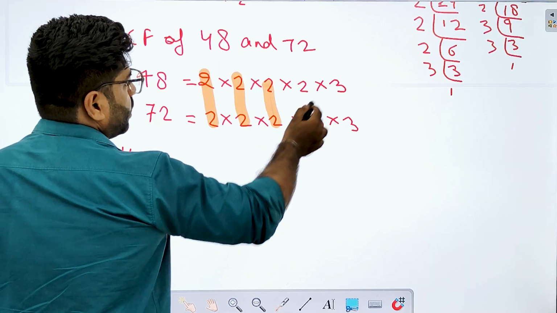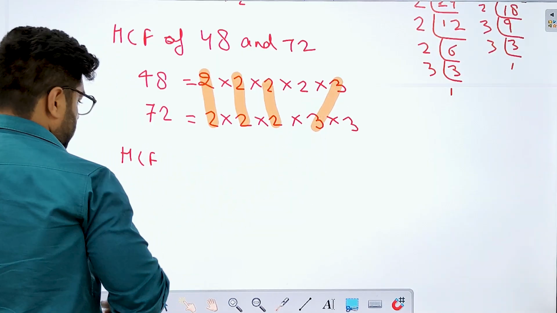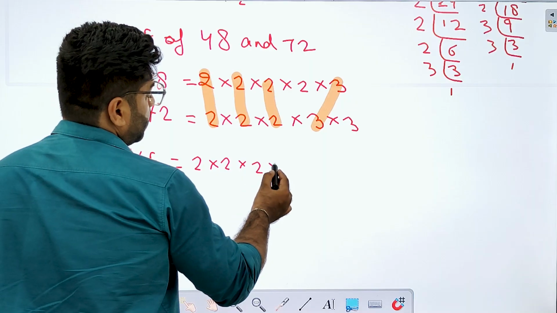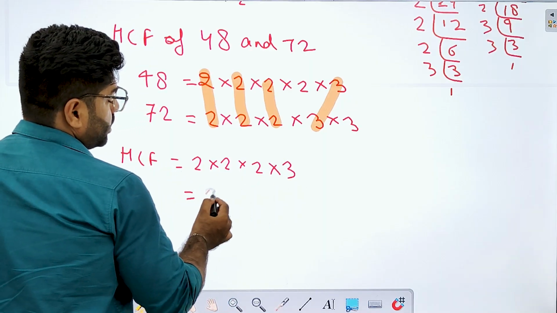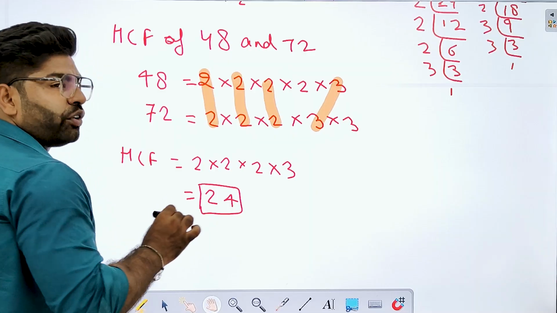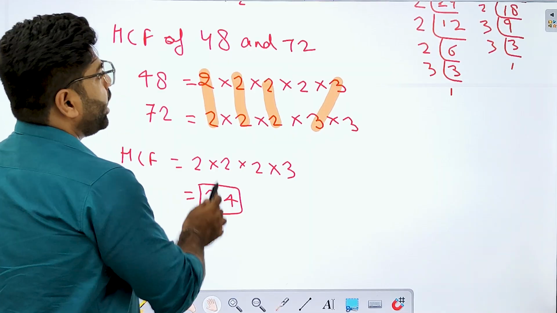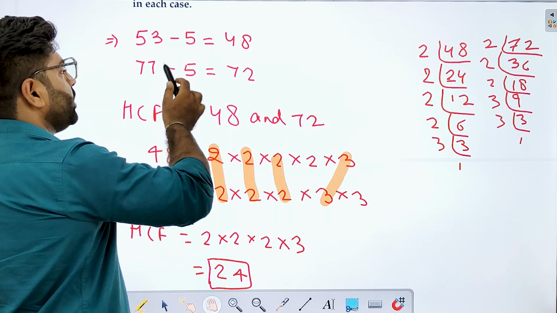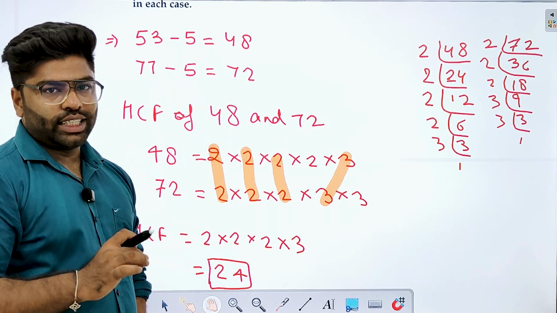1, 2, 3 and this 3. So we are having 2 multiplied by 2 multiplied by 2 into 3. That is 8 3s are 24. Okay. Now the 24 is the required number which divides these two numbers, 53 and 72, and leaves a remainder 5 in each case.